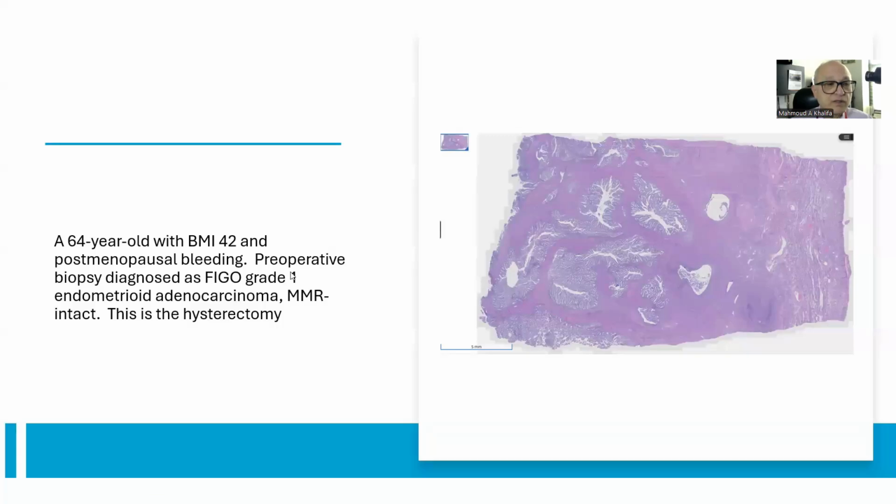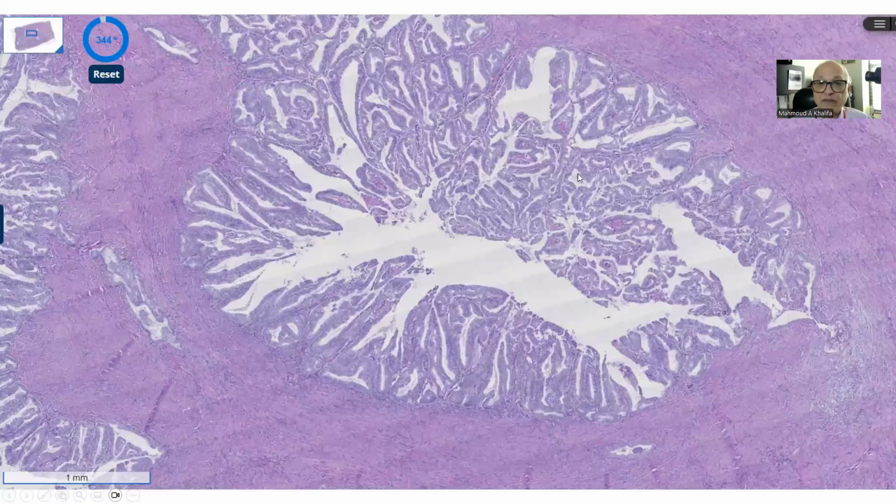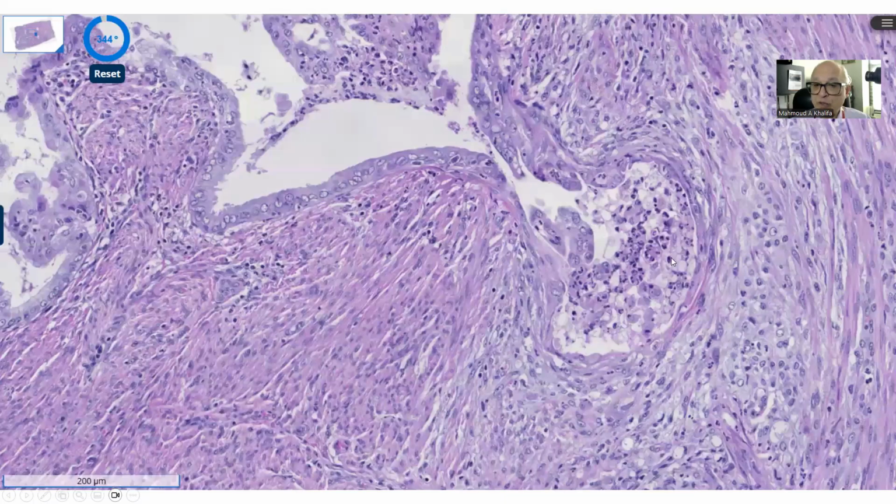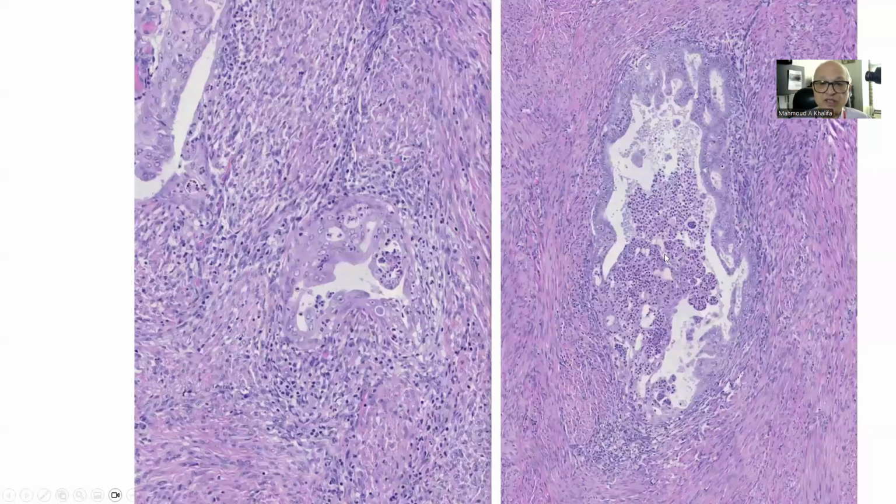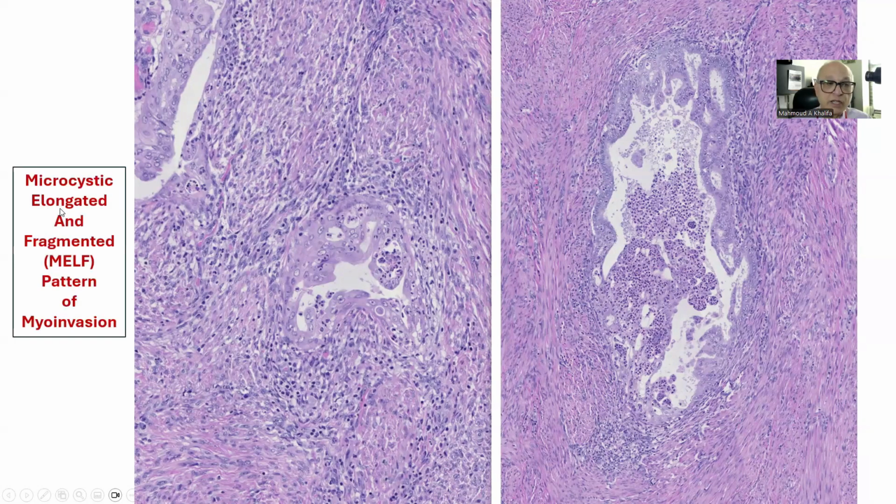This case is a 64-year-old with slightly high BMI. She was diagnosed as endometrioid adenocarcinoma, and I think you can appreciate here the adenocarcinoma invading into the outer half. Diagnosis of adenocarcinoma is easy. I just want to focus on this area here where you can see the tissue is fragmented with inflammatory cells. The stroma is very desmoplastic, and you can see cystic changes and a lot of inflammation and fragmentation. That is known as a microcystic, elongated and fragmented pattern of myoinvasion.